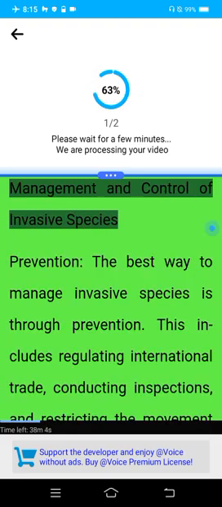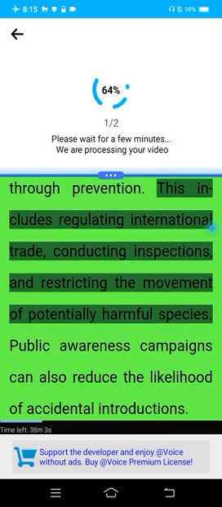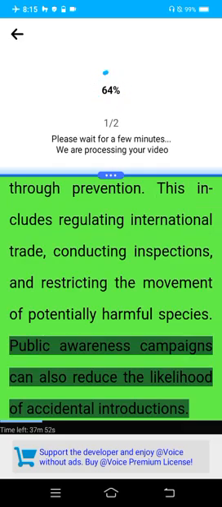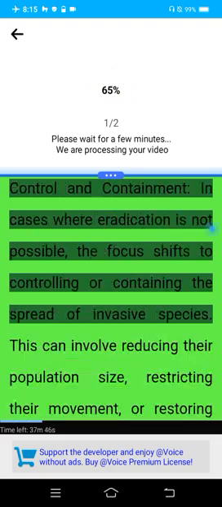Management and control of invasive species. Prevention. The best way to manage invasive species is through prevention. This includes regulating international trade, conducting inspections, and restricting the movement of potentially harmful species. Public awareness campaigns can also reduce the likelihood of accidental introductions. Eradication. If invasive species are detected early in an ecosystem, efforts can be made to eradicate them through mechanical removal, chemical treatments, or biological control, introducing natural predators or diseases.